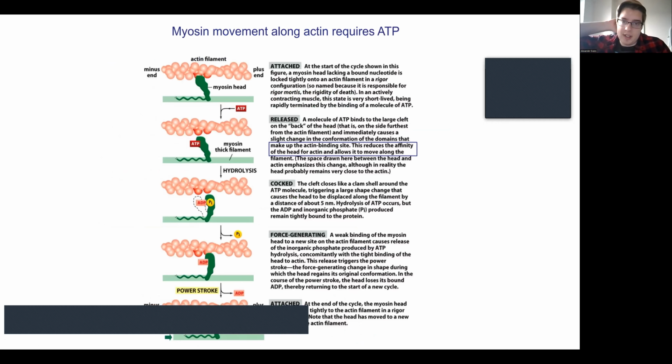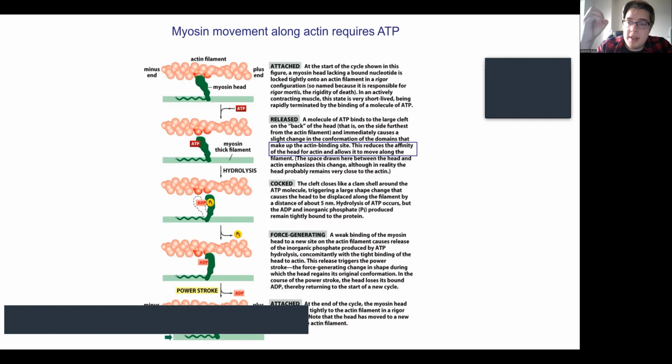All right, the next thing that I think is important to know is how actin and myosin filaments interact with each other and what that process looks like. So basically, we have the myosin head attached to a binding site on the actin filament. ATP binds to the myosin thick filament. It hydrolyzes into ADP and inorganic phosphate. The phosphate jumps off of the myosin head, which allows the myosin head to bind back to the actin.